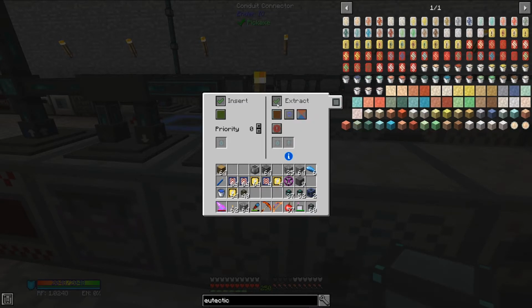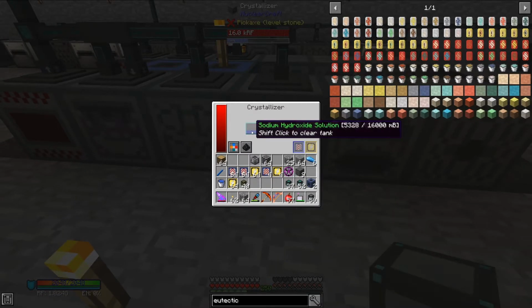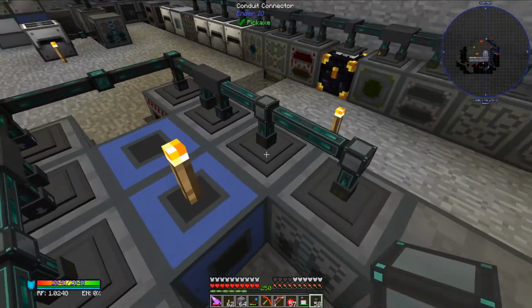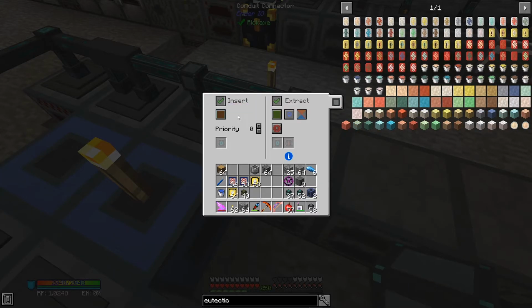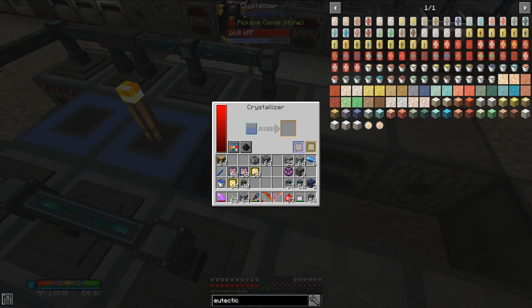So let's go ahead and extract this on the brown channel, and then this can be insert on the brown channel. So there we have sodium hydroxide, and let's go ahead and speed this up. And these machines seem to take a little while, but that's okay. So this will be extract on brown, always on. This will be insert on brown, always on. And there we go. So we should speed this up while we're here.